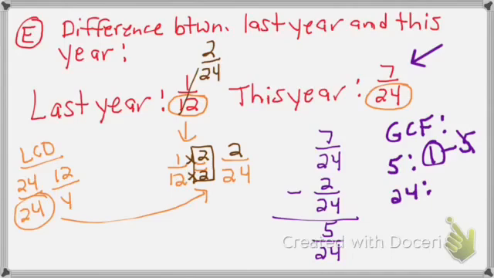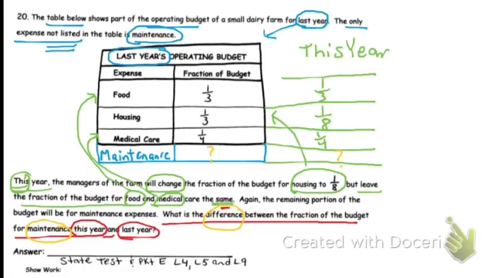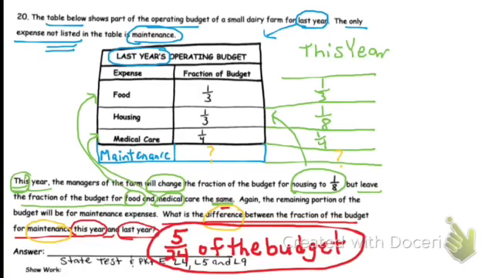Let's go back and put that into the original problem. What's the difference between the fraction of the budget for maintenance for this year and last year? So the difference is 5/24 of the budget. And that's my final answer. Notice in this problem, again, it says show work. So you did need to show all parts of all steps of your work. Anytime show work is said, you're graded on that. It actually counts as most of the points for the answer, so you would even need to show a 1 + 1 to get credit for your work.